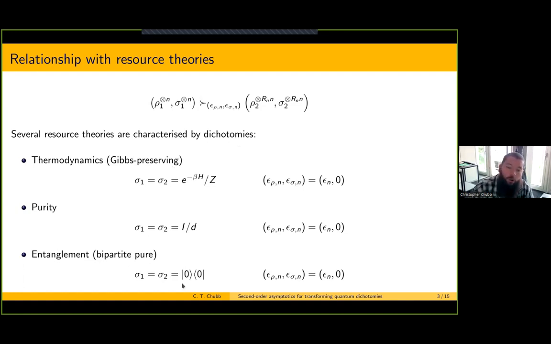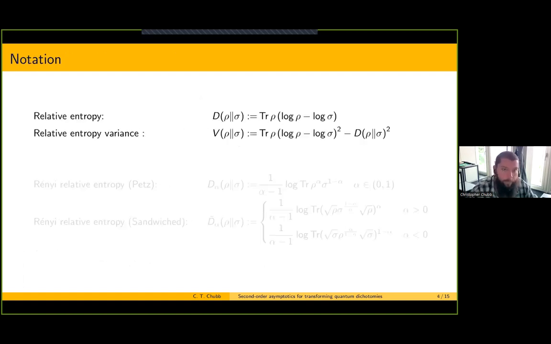That all three of these resource theories can be phrased in terms of these dichotomies, right? So any results about these dichotomies or transformations of them will tell you about rates in these resource theories. That's the idea. Okay.